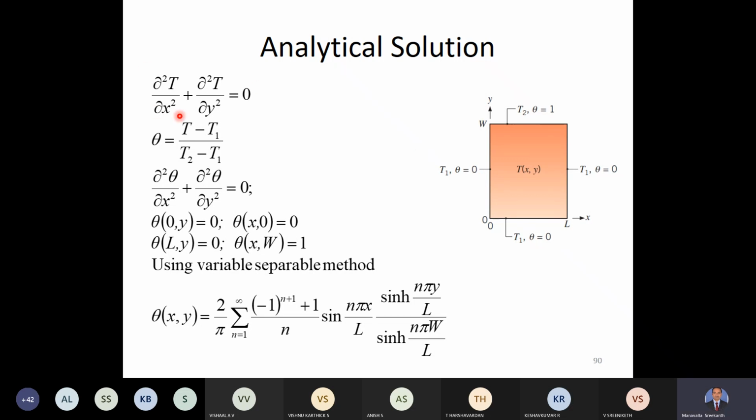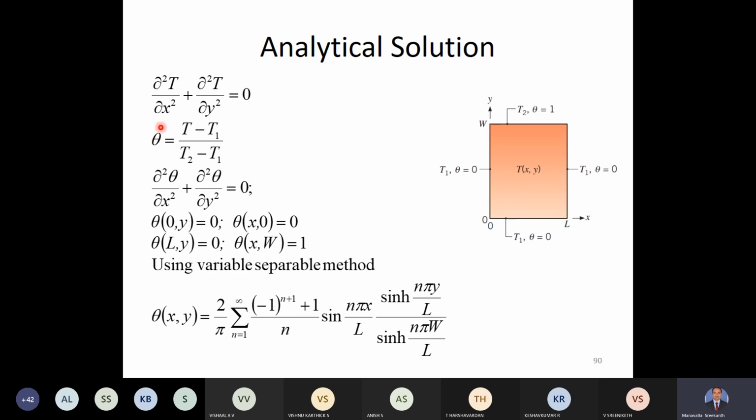The governing equation is ∂²T/∂x² + ∂²T/∂y² = 0. How did we get this? By removing the z term, the heat generation term, and the transient term on the right side of the conduction equation. We got this. Now the temperature is T.